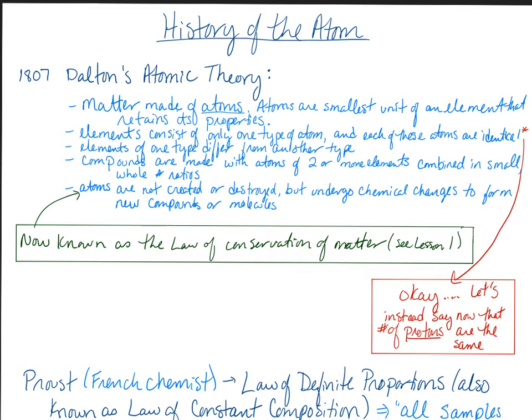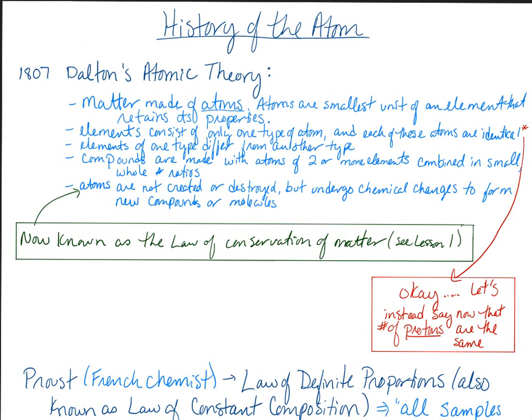So it's time we look into the history of the atom. When we're trying to figure out what made the world go round and what made matter consist like matter, in 1807, Dalton came up with what he termed his atomic theory. He specifically said that matter is made of atoms, and those atoms are the smallest unit of any element that retains its properties. Elements consist of only one type of atom, and each of these atoms are identical.